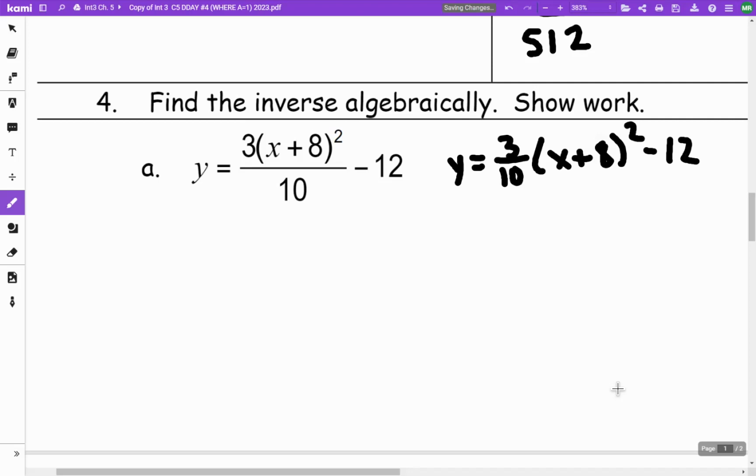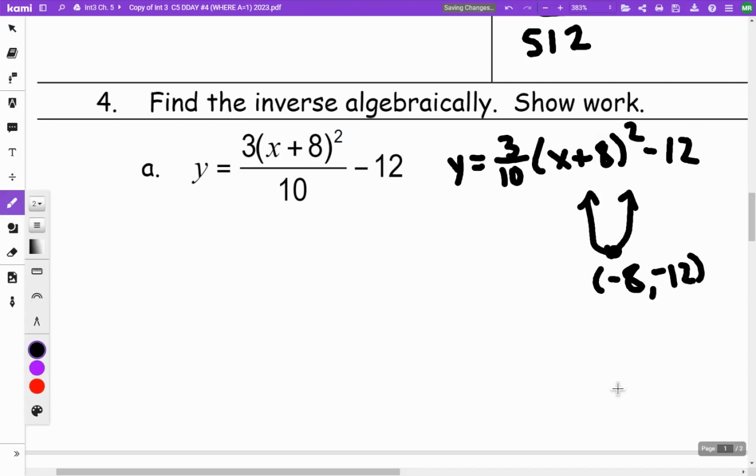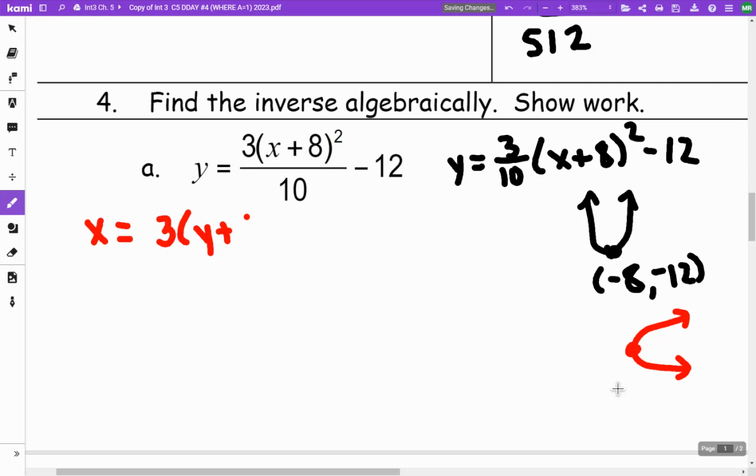Our vertex would have been at negative 8, negative 12. Now, I should be getting a sideways parabola back as my inverse. So just kind of keep that in mind. The first thing I'm going to do is switch my x and y. So I'm going to have x is equal to 3 times y plus 8 squared over 10 minus 12.